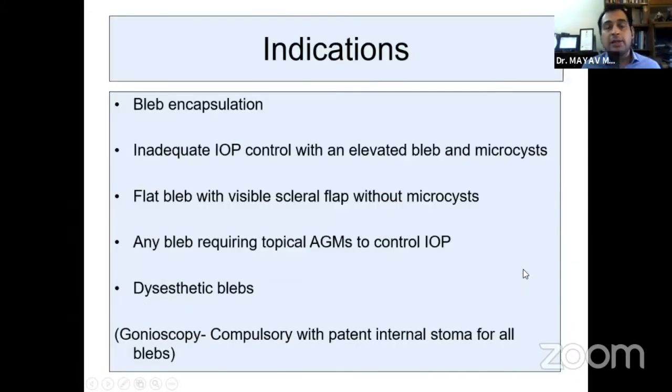So what are the indications of bleb needling? Basically, bleb encapsulation; inadequate control despite an elevated bleb; a flat bleb with a scleral flap which is visible; any bleb which requires topical AGMs to control IOP; and aesthetic blebs. Important to note is that gonioscopy is an absolute must for any patient before we decide that the patient needs to undergo needling, because a patent internal stoma is important for us to give the best possible outcome.